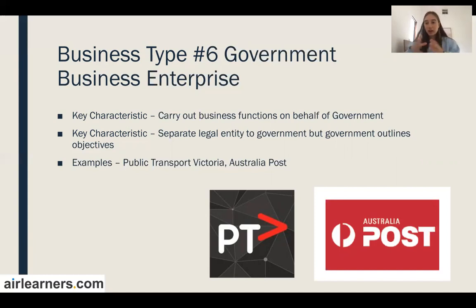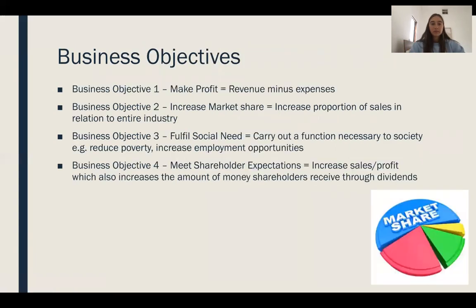It's not actually the government, it just works closely with the government and carries out a function on behalf of the government. Good examples of that are Public Transport Victoria and also Australia Post, which obviously carry out functions such as transport services and postal services on behalf of the government. And that's all for the business types.